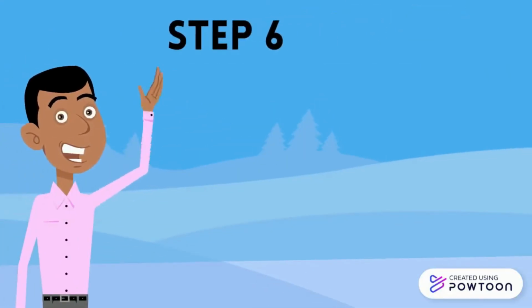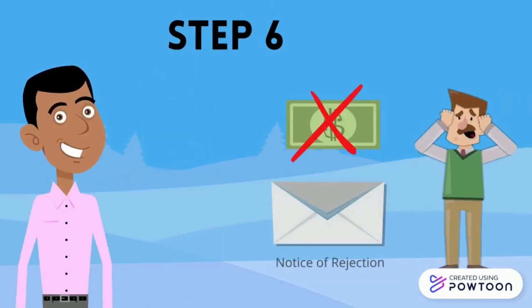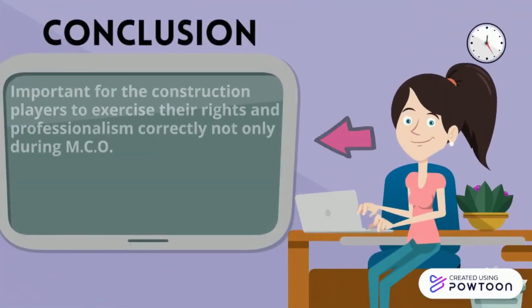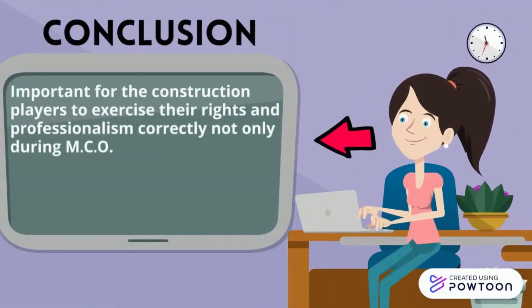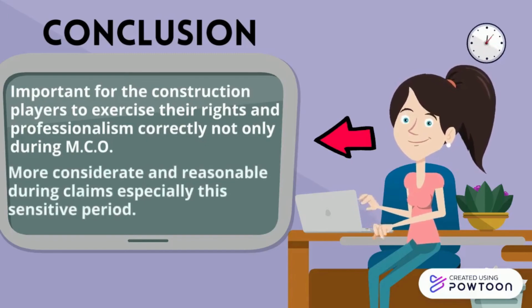Lastly, if the claim was unacceptable, the architect may issue notice of rejection to the contractor within 6 weeks from the submission. In short, it is very important for all the construction players to exercise their rights and professionalism correctly, not only during the MCO. Besides, all the construction players shall be more considerate and reasonable during claims, especially this sensitive period.